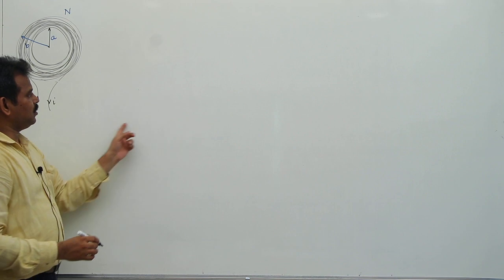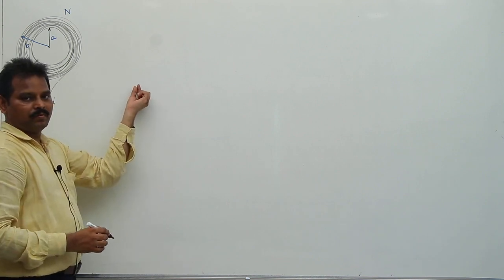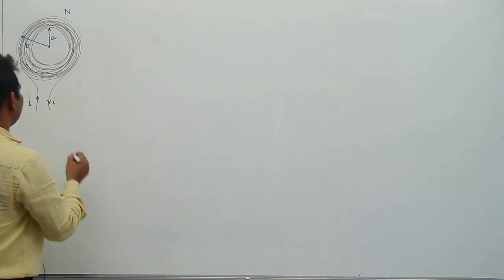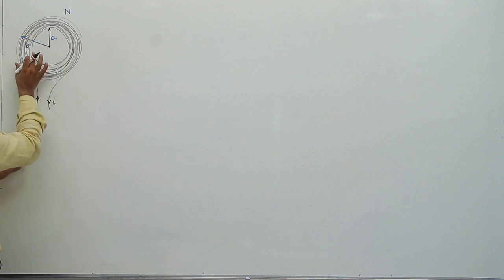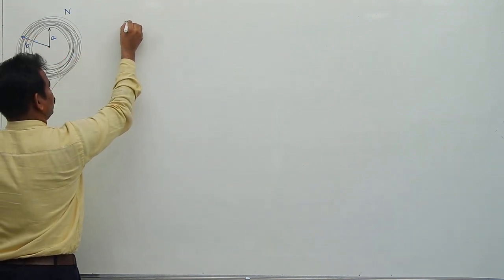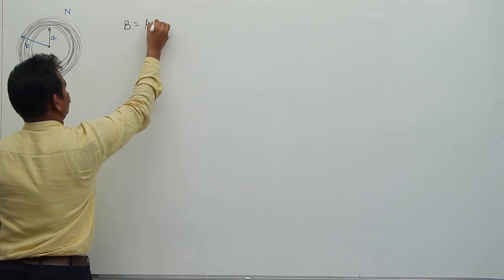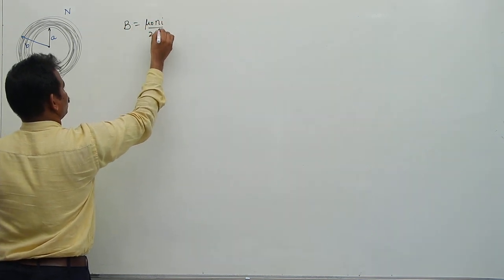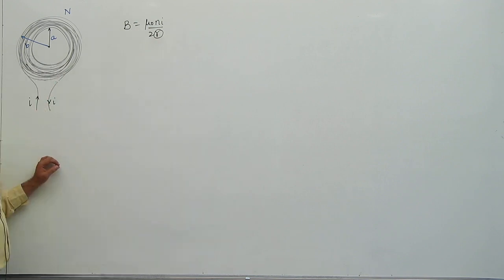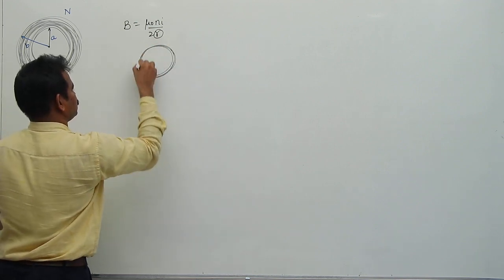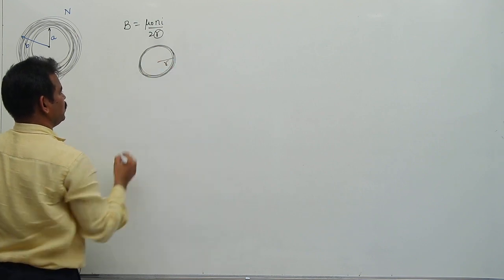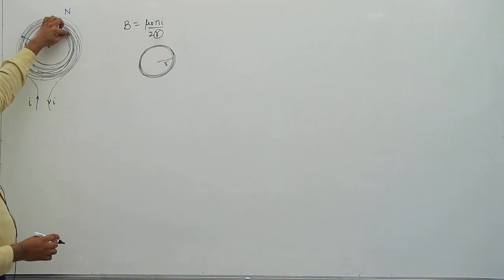For one circular loop, the magnetic field at the center is mu naught N i by 2R. Here, as it has a large number of turns and the radius is not constant, you can use the formula B equals mu naught N i by 2R only if the radius is constant, because that coil has a large number of turns and the radius is almost constant. But here the radius is varying from this end to this end.